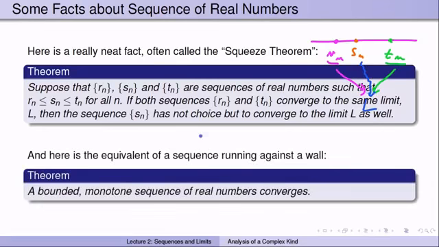And then here's the last fact, sort of the equivalent of a sequence running against the wall. Suppose you have a sequence that's bounded and monotone. Bounded means it's not going to go off anywhere. And monotone means it keeps getting bigger, or it keeps getting smaller, but you have to pick one of those two. So this is about a sequence of real numbers.